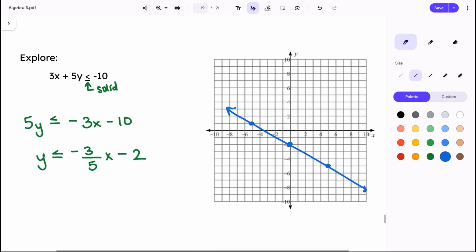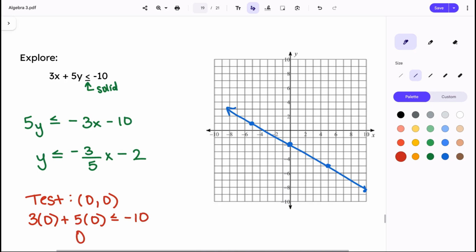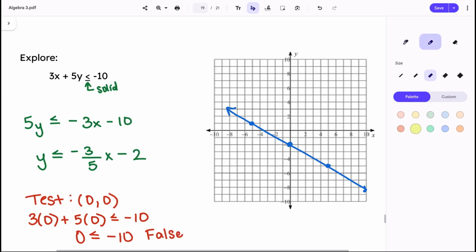And now we have to test a point. I would still use 0, 0 if you can. The line doesn't go through 0, 0, so it's free game for us to use. So if I put in zeros for my x and for my y, this all cancels out. So I have 0 less than or equal to negative 10. Is that true or false? Is 0 smaller than negative 10? No, right? That's false. So we do not want to shade on the 0, 0 side. So I want to shade underneath the line this time. So your shading should be down here.